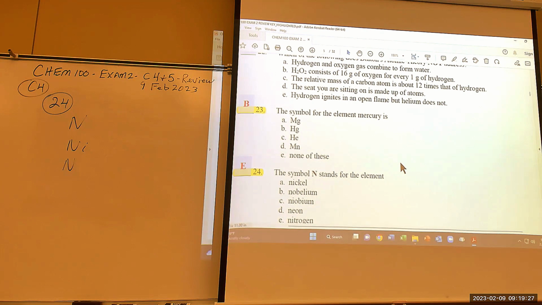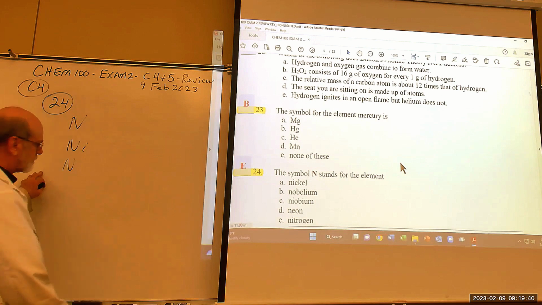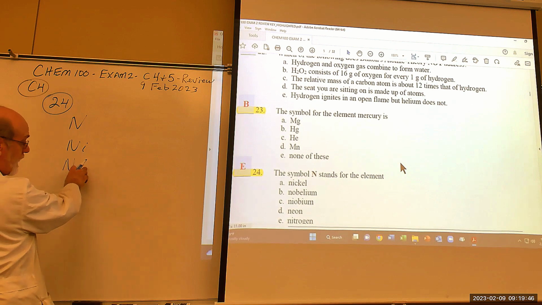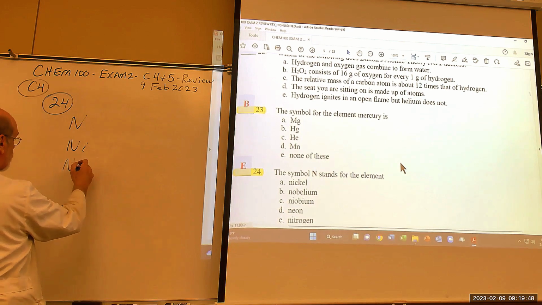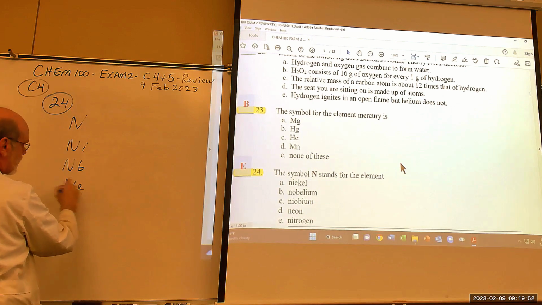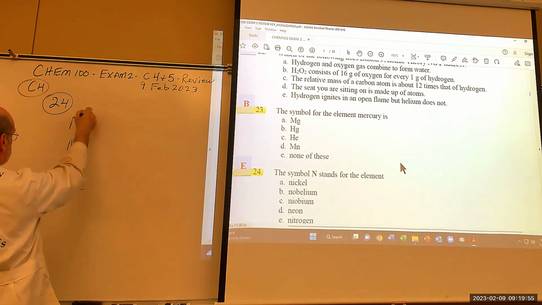That's number 24. Well, it doesn't say. I'm thinking nobelium might be NB. Anyway, niobium is not Ni, that's nickel. Niobium would be, I think NB is niobium. And then neon is Ne, nitrogen.